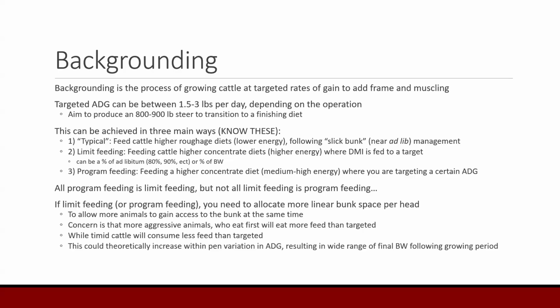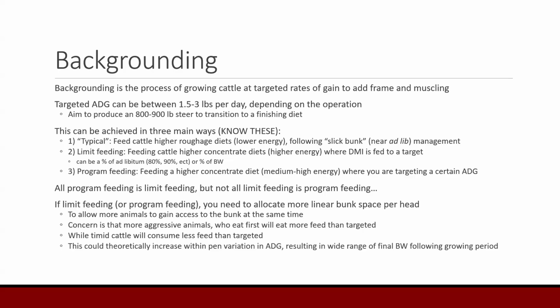All right. So the goal is to produce an 800 to 900 pound steer that we can transition to a finishing diet, so a high energy diet. Okay. Really, three ways we can do this.